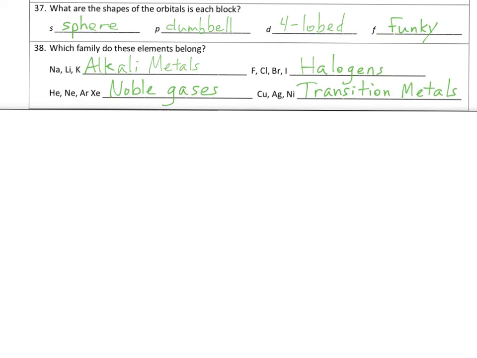Sodium, lithium, and potassium are the very first family. Those are the alkali metals. Helium, neon, argon, xenon, those are the last family. Those are the noble gases. To the left of that are the halogens, including fluorine, chlorine, bromine, and iodine. And the metals copper, silver, and nickel are all found in the D block, which are all transition metals.